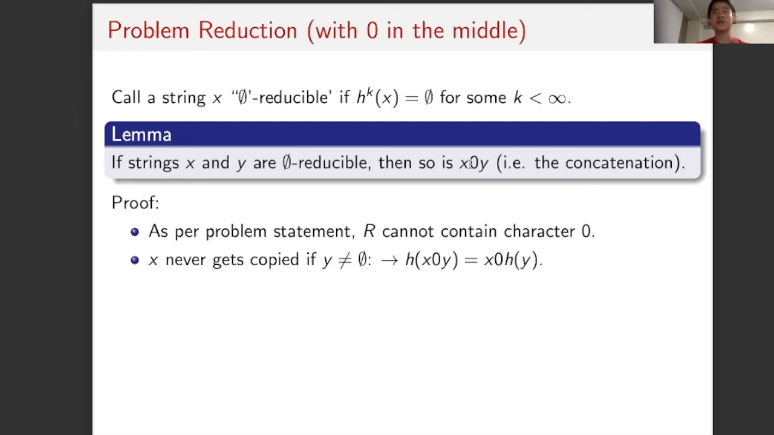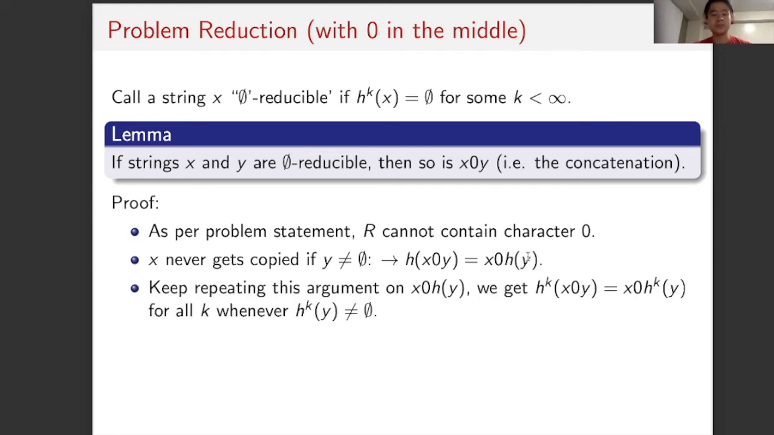And that means that anything that you copy, like R, cannot have 0, and the only time you would copy a 0 is when the last digit is 1, and then R minus 1 is 0, and then you just copy the 0. But the essence here is that h of x0y, you can just think of it as h of x0 and then h of y.